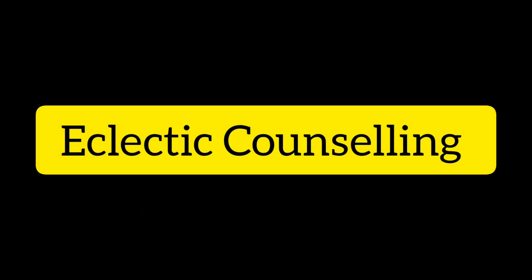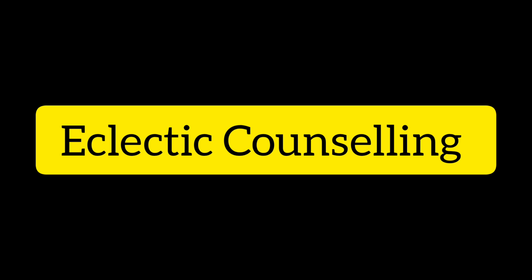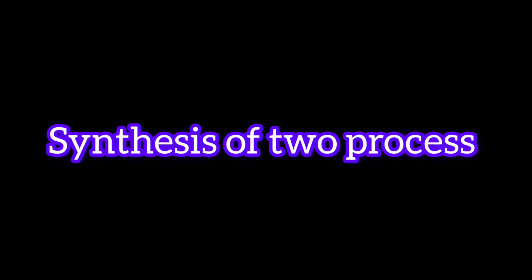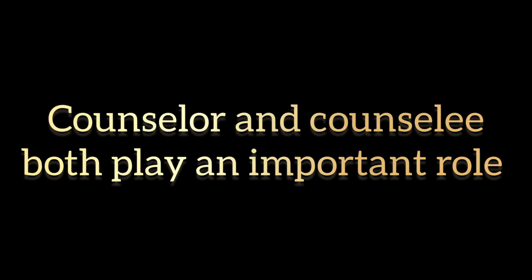Now coming to the third type, that is the eclectic counseling process, and the theory of this process was developed by F.C. Thorne. Now going to the meaning of the eclectic counseling process: it is basically a combination of the directive and non-directive counseling processes. In this process counseling evolves from directive to non-directive to directive. It is basically a synthesis of two processes, both active and cooperative. Both means the counselee and the counselor are both active participants in this process. I think this is clear.